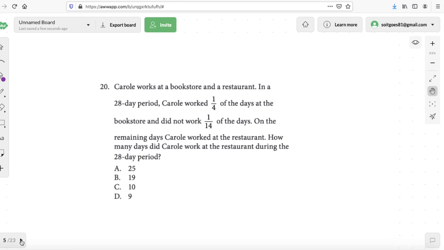Go ahead and read question 20 first, please, loud and proud. Carol works at a bookstore and a restaurant. In a 28-day period, Carol worked 1/4 of the days at the bookstore and did not work 1/14 of the days. Stop. Okay. Before we finish the question, and before we even find out what we're solving for, we're going to find out here in just a minute.